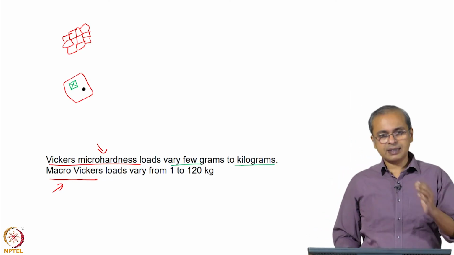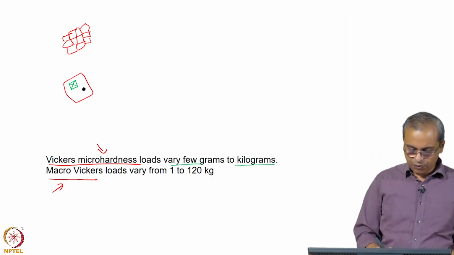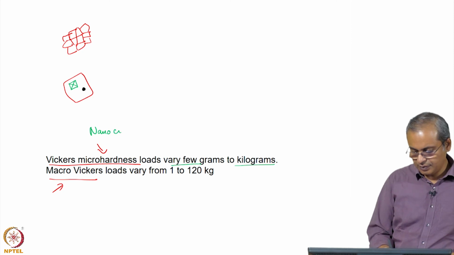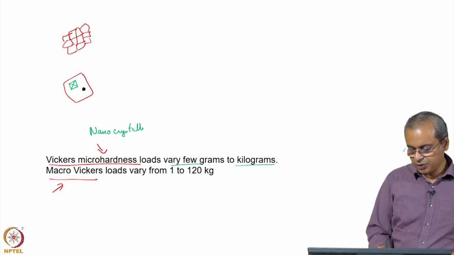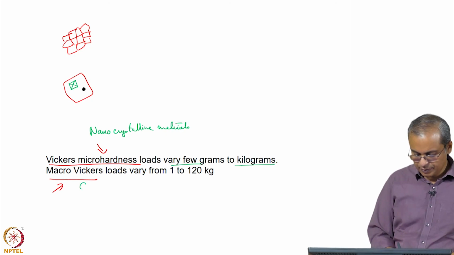So, that is the reason why there is a micro Vickers hardness and a macro Vickers hardness. This is used for nanocrystalline materials, in this case it is better suited for it, and this is used for conventional materials.